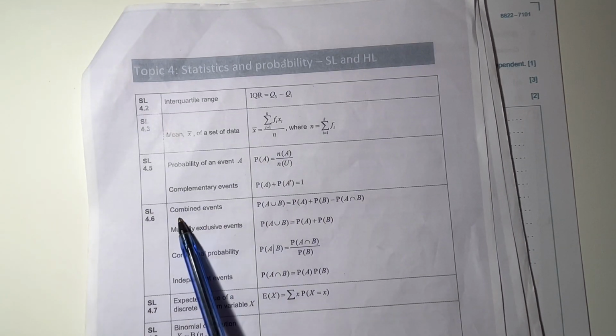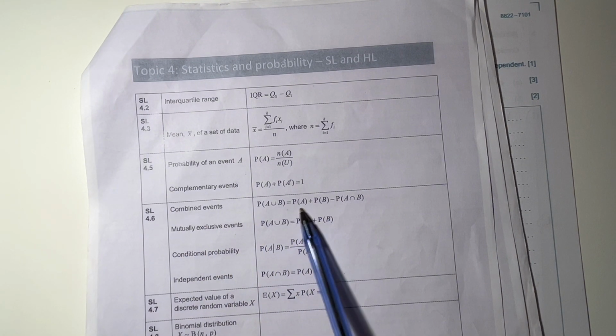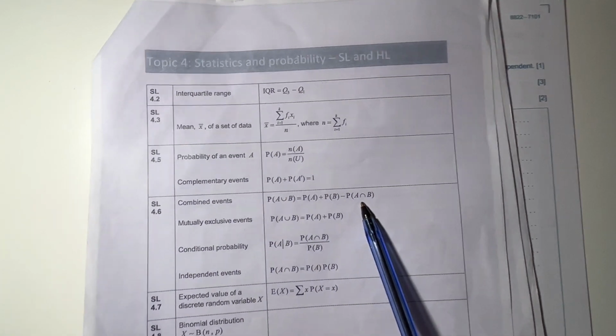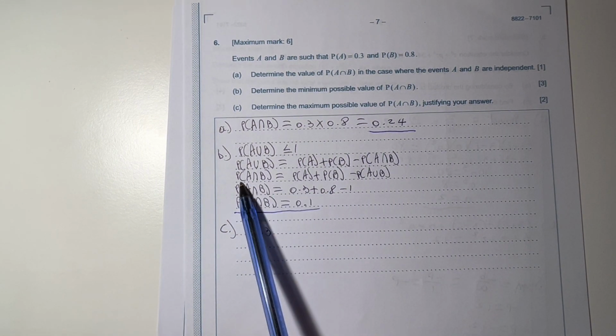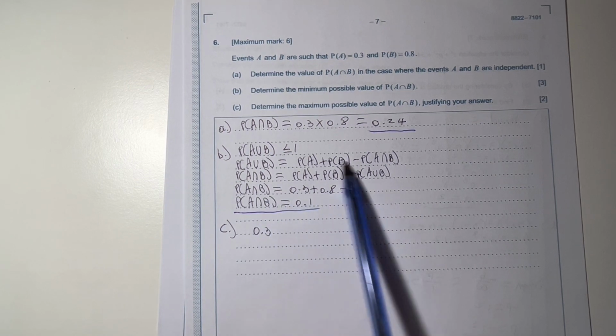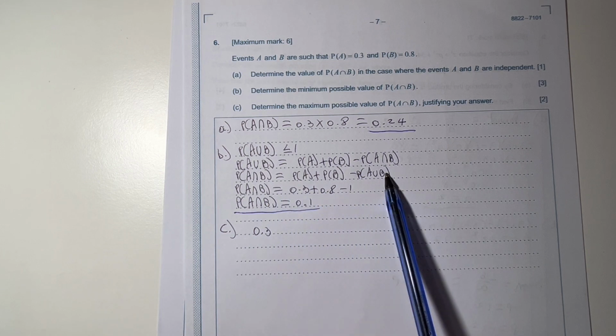It is the combined events one, and it simply states that the probability of A union B is equal to the probability of A plus the probability of B minus the probability of A intersection B. Writing this formula down, and then rearranging to make the probability of A intersection B the subject of the formula, as we are asked to determine that value. We now have this formula.